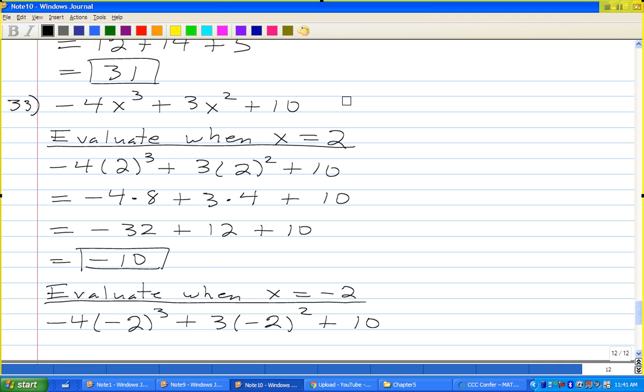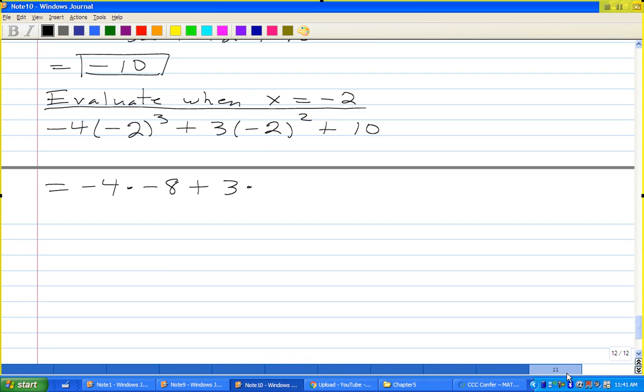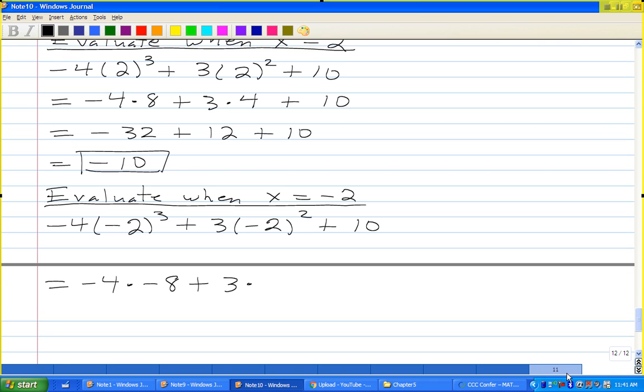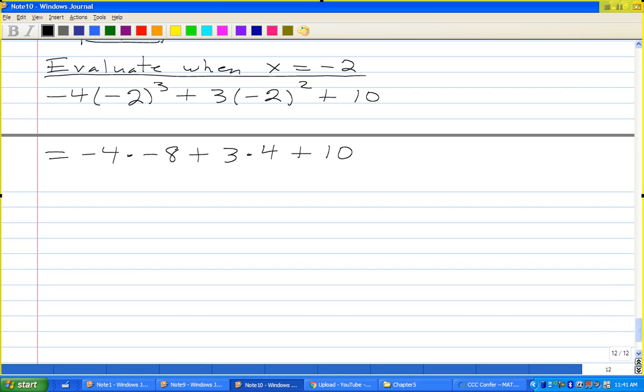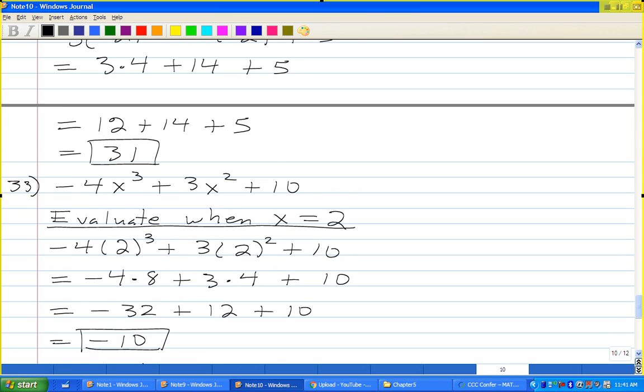Okay? Negative 2 squared is 4 plus 10. Negative times negative is positive. 4 times 8, 32, plus 12, plus 10. 32 plus 12 is 44, plus 10, 54. Let me do problem number 35.